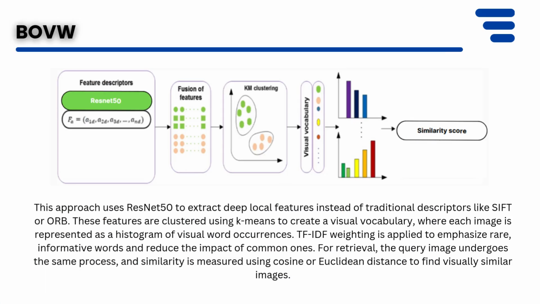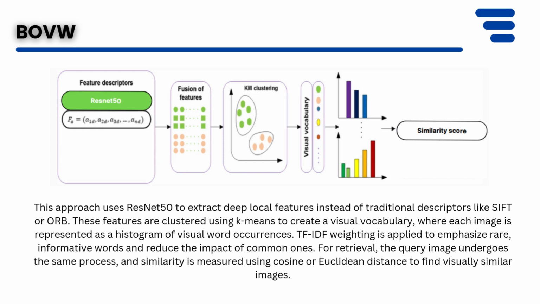Coming to what exactly BOVW, bag of visual words, is, the diagram in front of you shows that first we use ResNet-50 for deep local feature extraction. Unlike traditional feature extracting methods like SIFT and HOG, we use ResNet-50 for more robust and semantically meaningful features. These features are then clustered using K-means to create a visual vocabulary, also called a codebook. Each image is then represented as a histogram of visual word occurrences. We can then apply normal frequency count or TF-IDF count. For retrieval, we process the query image in the same way and compute similarity.